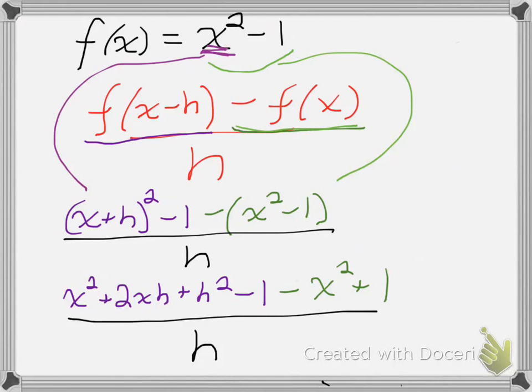So we've got x squared plus 2x plus 2xh plus h squared minus 1, and then minus x squared plus 1. Still looks pretty messy, doesn't look like we've done a good job. But we can actually start canceling out a lot of things. We've got an x squared and a minus x squared, so let's get rid of those. Then after that, it looks like we've got a negative 1 and a plus 1, so we can get rid of those. So now we're left with 2xh plus h squared over h.